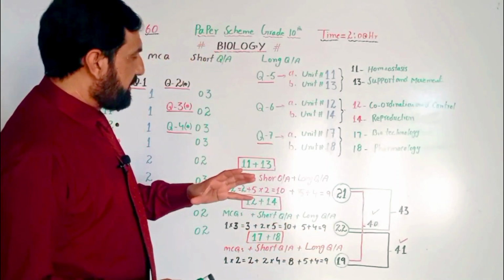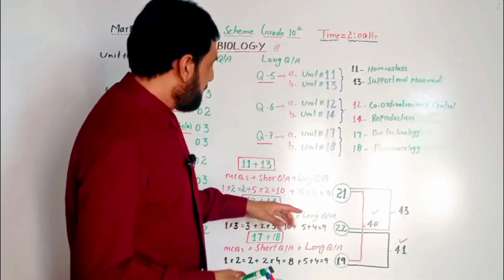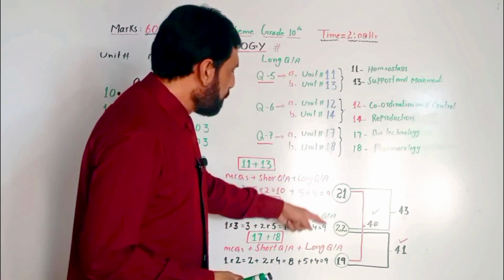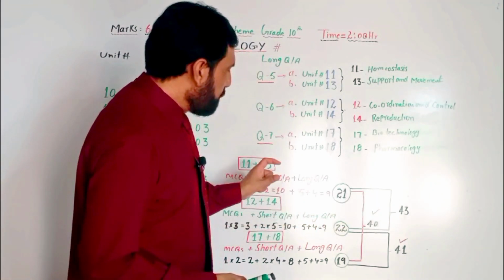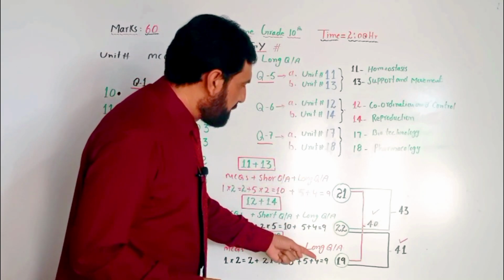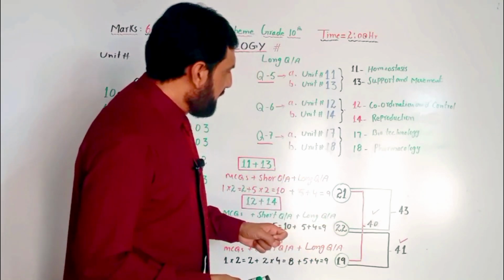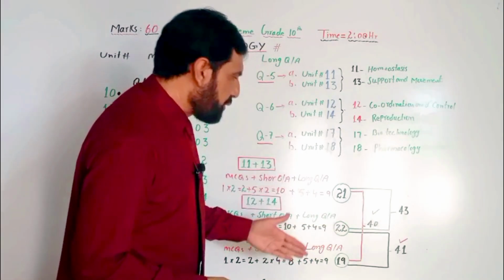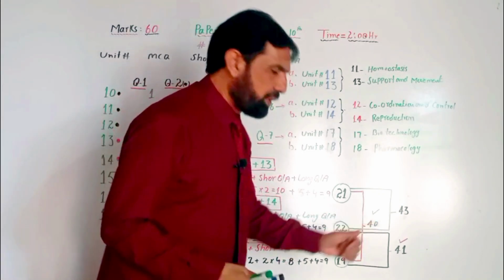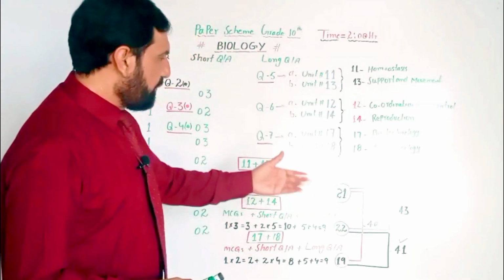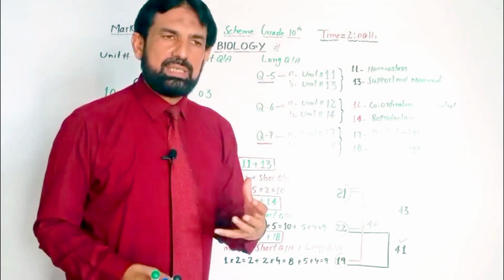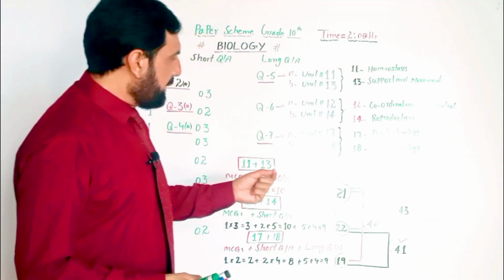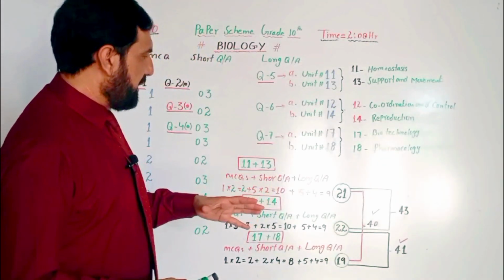Look at the pairings. If you pair the first two long questions, they will give you 43 marks. If you select the first and the last long question, it will give you 40 marks. And if you select the last two long questions, it will give you 41 marks. So I think it is very simple. To get passing marks is so simple for the students, and the other combinations are also very fine.